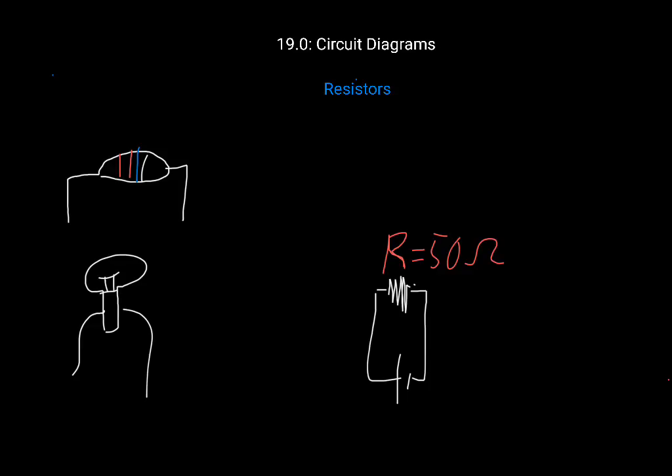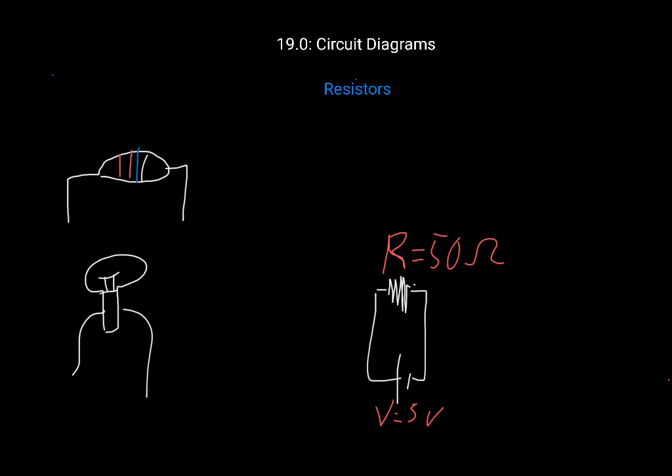Then we could also, on our diagram, write, oh, this voltage, we know that this is 5 volts. So why don't you all take a moment and figure out what is the current flowing through this circuit when we have a 50 ohm resistor and a 5 volt voltage source.